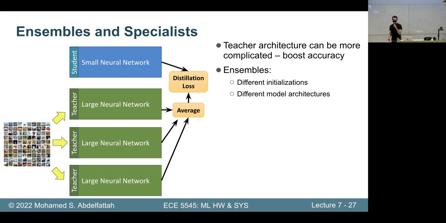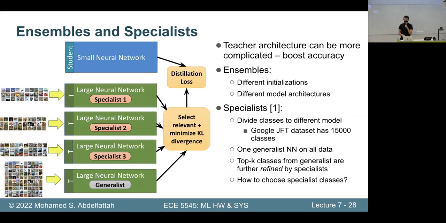So what are ensembles? They can be different neural networks. They can even be the same neural network with different initializations. And they can be completely different topologies as well. The other thing that people have done here is to use something called specialists. And this was actually described in Hinton's paper in 2015 as well. And it was a way to convey the knowledge in not just one neural network, but multiple neural networks doing different things to a student network.